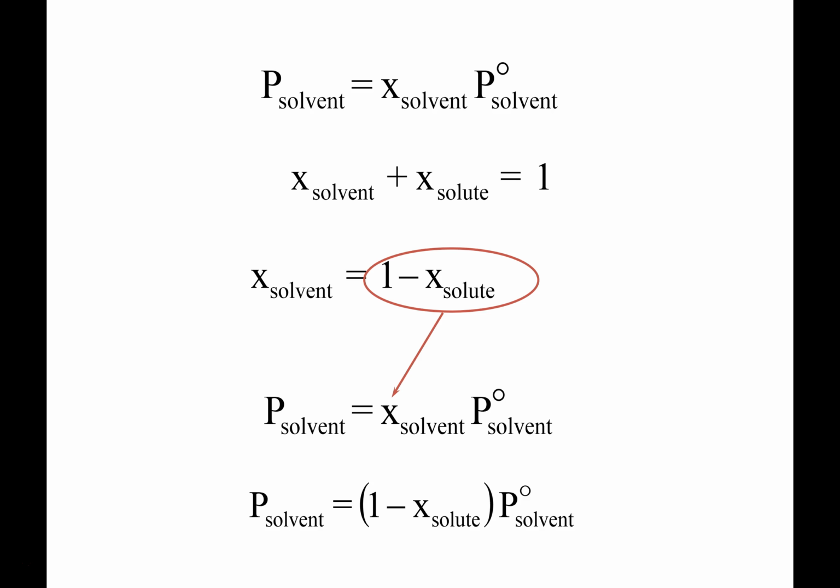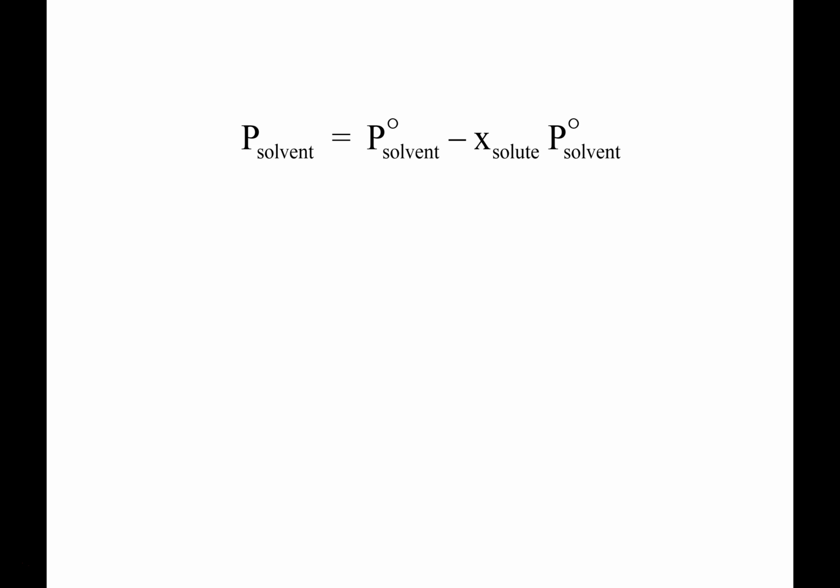Okay, so now, next line, what you're going to see is we're going to distribute this mole fraction of the solvent through this quantity right here. Sorry, mole fraction. I'll say it right. We're going to distribute this equilibrium vapor pressure of the pure solvent through 1 minus the mole fraction of the solute, final answer. And it looks like this.